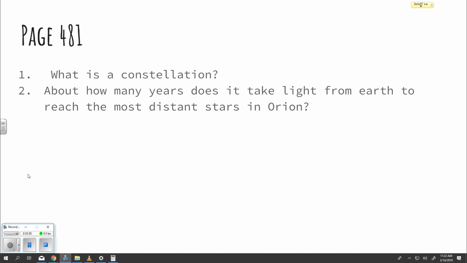Dividing up the sky. Highlight: in 1930, astronomers around the world agreed on a standard set of 88 constellations. Continue highlighting. These constellations divide the sky into regions. Continue highlighting. You can use a map of the constellations to find a specific star.